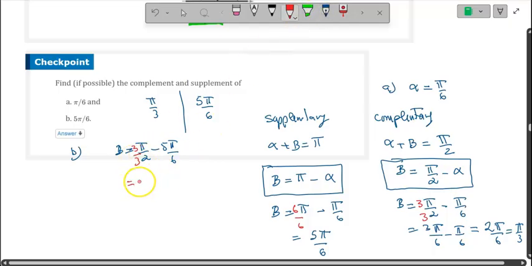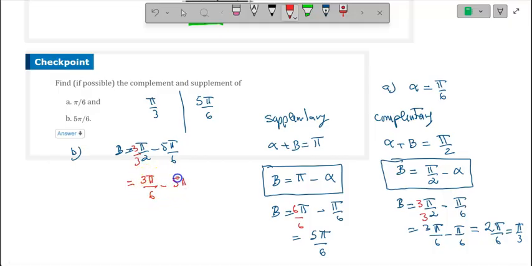And this is going to turn to 3 pi over 6 minus 5 pi over 6, which is minus 2 pi over 6, which is the same thing as minus pi over 3. So this is minus pi over 3 here. And for the other one, we do the same thing.